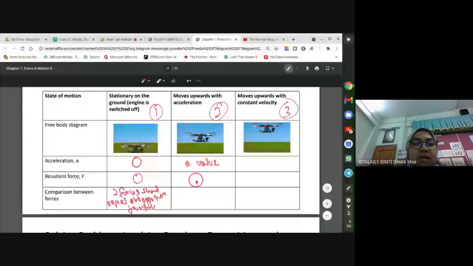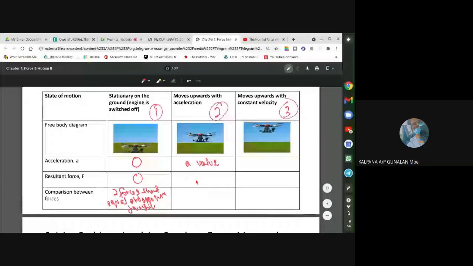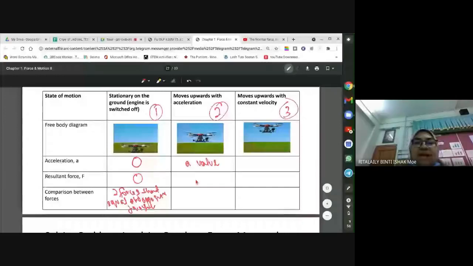What about the resultant force? Kalpana? Is there any value or is the resultant force 0? There is a value. Okay, so for the resultant force, there is a value also. And what about the forces on the drone? Mei Hui, comparison between forces for the second diagram.